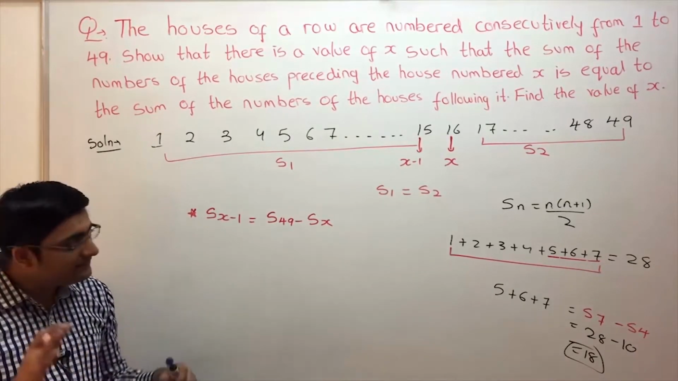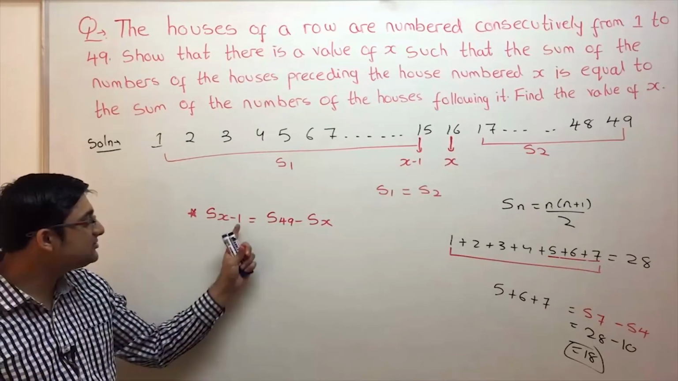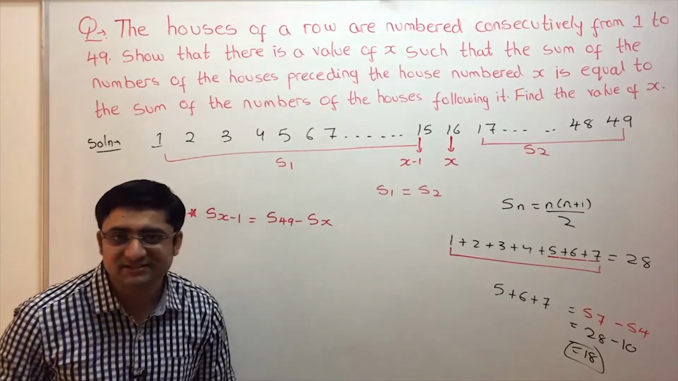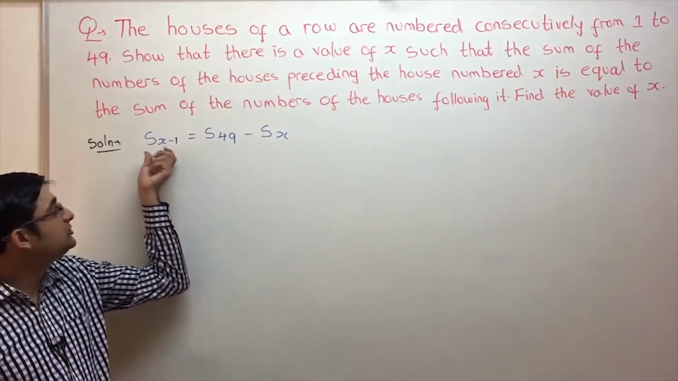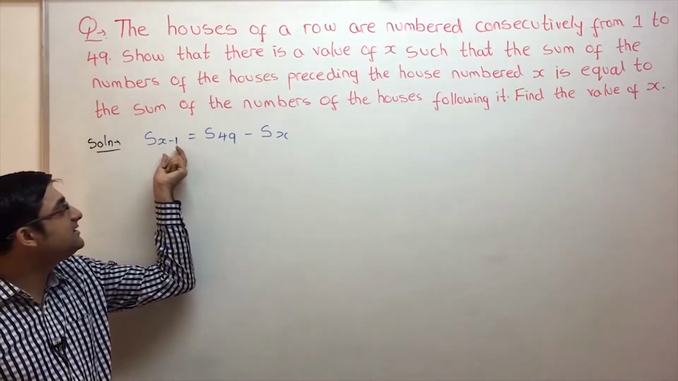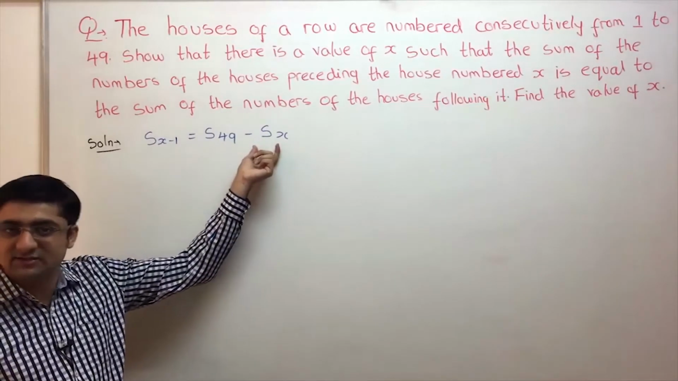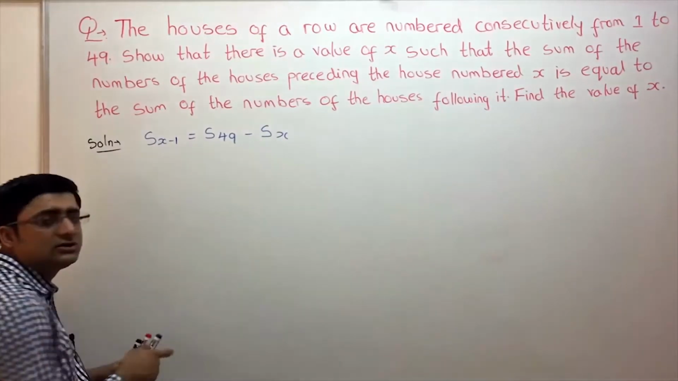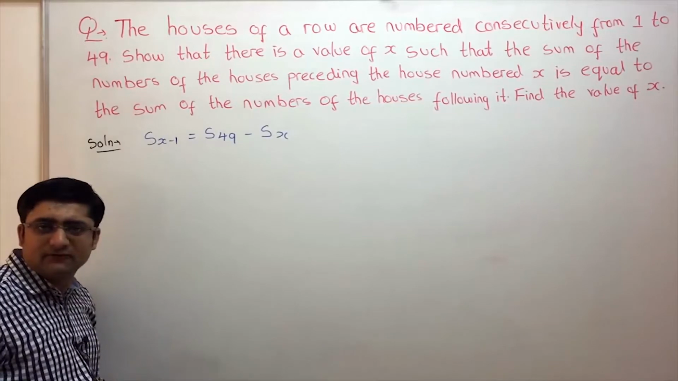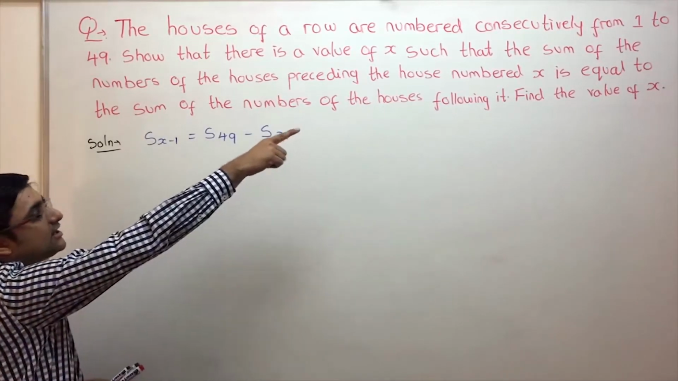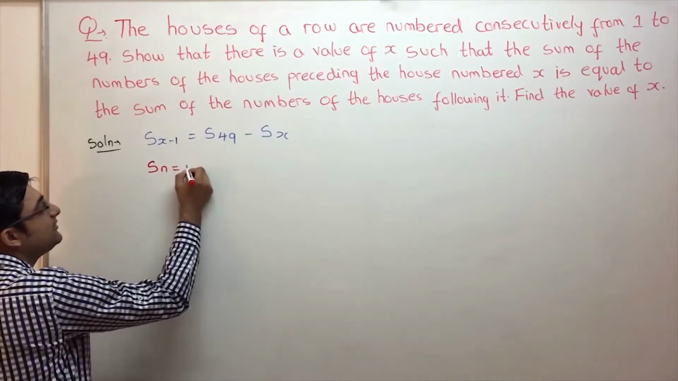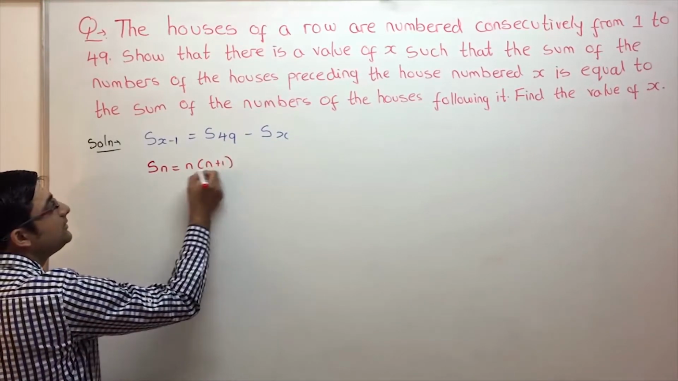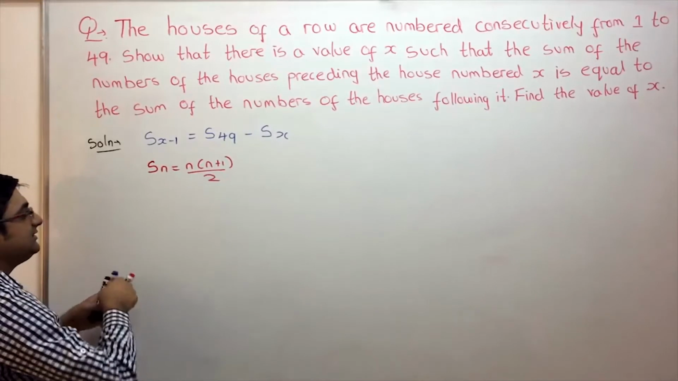So I hope the concept is clear. Now that the concept is clear, let me rub this off and then we'll solve this equation. Previously we understood the concept, so we basically have to solve this equation over here. We have to find three sums: S of x minus 1, S of 49 and S of x. I'll find each of these separately. Which concept will we use over here? Sum of first n natural numbers, since the numbers start from 1. The sum of first n natural numbers is n into n plus 1 by 2. Based on this, let's get these values.